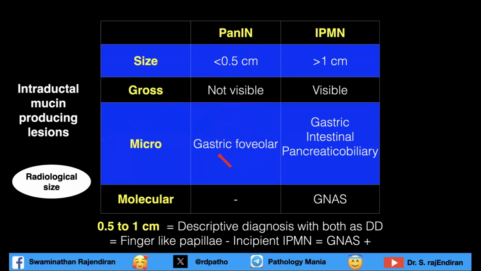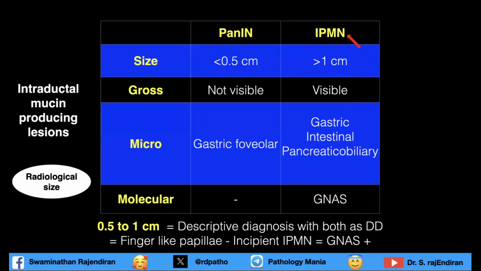Microscopically, PanIN shows only gastric foveolar type of epithelium, whereas IPMN can have 3 types of epithelium: gastric epithelium, intestinal epithelium, and pancreaticobiliary epithelium. Molecularly, GNAS is very, very important in IPMN. This is one of the questions they ask in the exam.